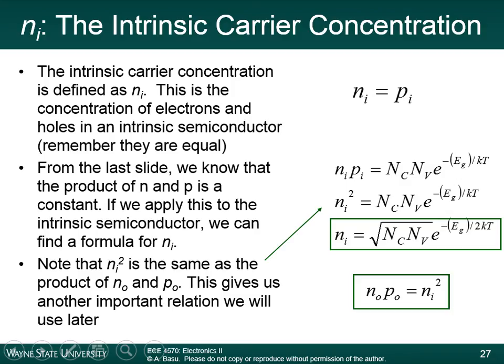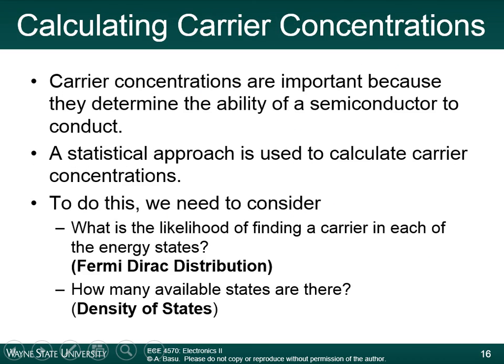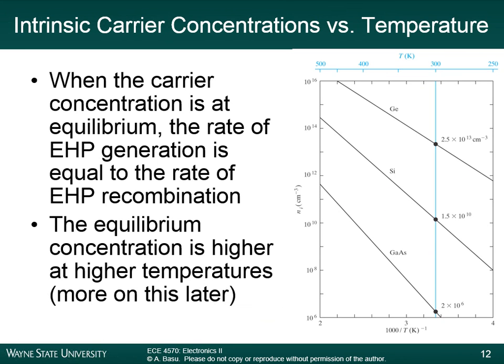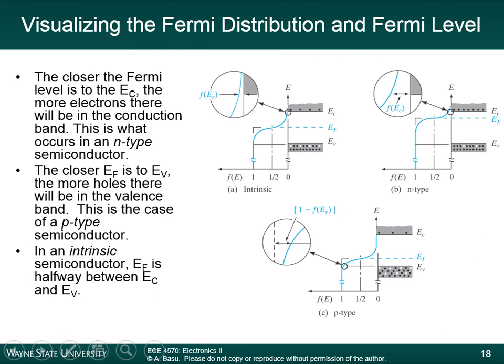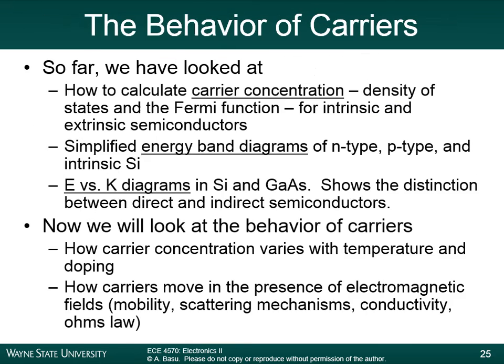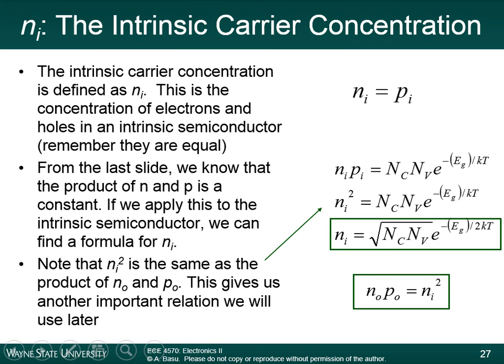This explains why in the earlier slides, if we jump up here, we saw that the intrinsic carrier concentration was increasing with temperature as we go from right to left in this graph. And you could see that the different materials with different band gaps, the large band gap material had the lowest intrinsic carrier concentration. The smallest band gap material had the highest intrinsic carrier concentration. This relationship is exponential to the band gap as well as the temperature.